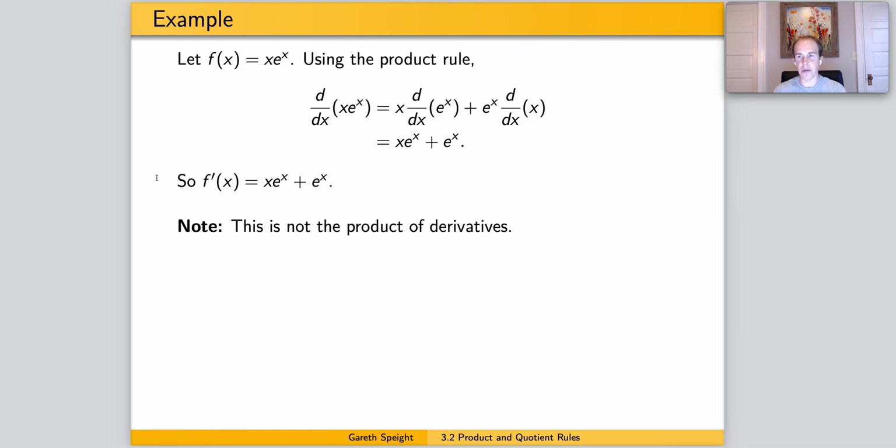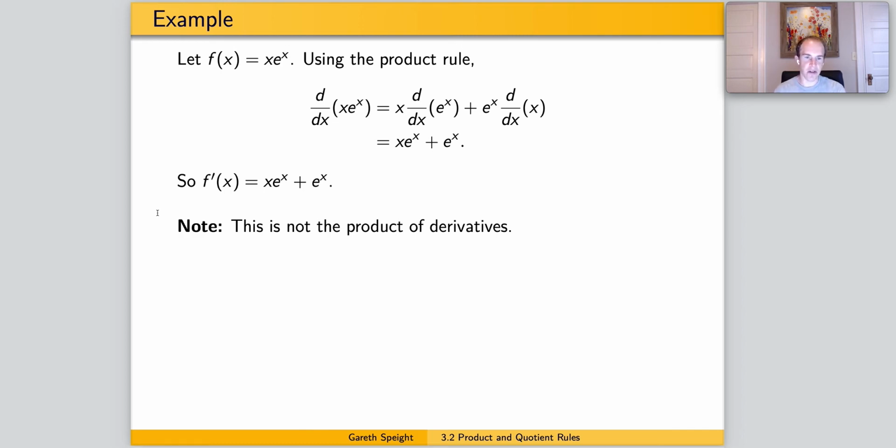And notice this was not the product of derivatives, right? So if we just naively did the product of derivatives, we would have done 1 times e to the x. Okay, that's not the same thing as the derivative f prime of x. So the product of derivatives would not work even in this simple example. Okay, so we really have to use the product rule.